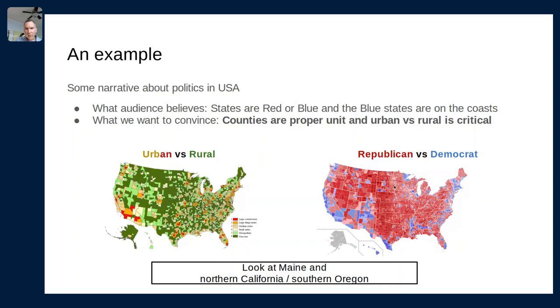And then over here we have Republican versus Democrat. You can kind of see that there's some interesting stuff going on. Maine is on the coast, but it's got lots of these rural counties over here, and they tend to be more Republican. And then in Oregon and California, you can see that there's a couple of counties that are pretty red and they're rural, even in California and in Oregon. So there's something going on here.